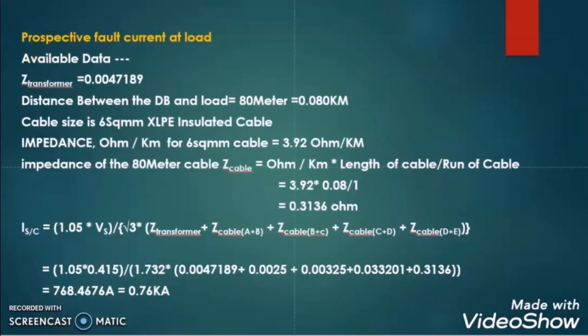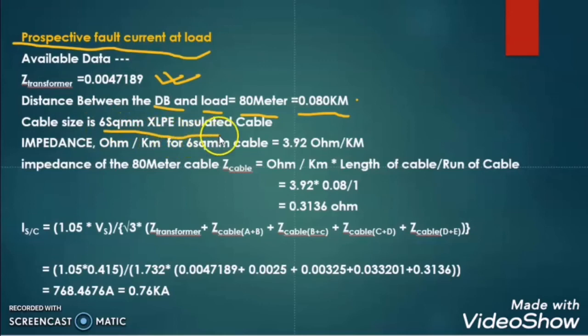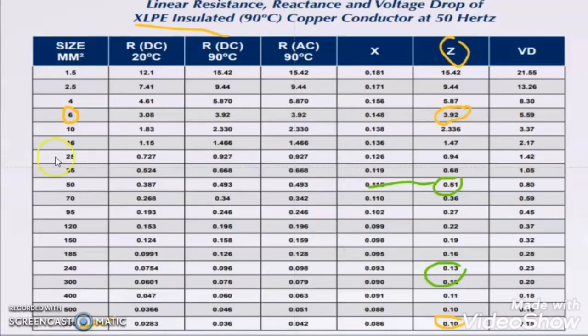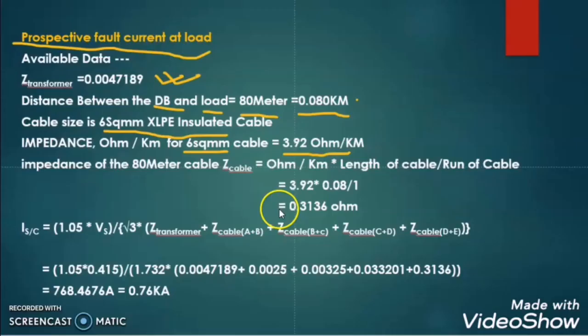So let us calculate the prospective short circuit fault current at load. The available data is Z transformer, and the distance between the DB and load is 80 meter, that is 0.080 kilometer, and the cable which is connecting the final distribution board to the load is 6 square mm XLPE cable. The impedance in ohm per kilometer for this 6 square mm cable is taken as 3.92 ohm per kilometer, which is from the technical data set. For 6 square mm cable, the impedance value is 3.92 ohm per kilometer.